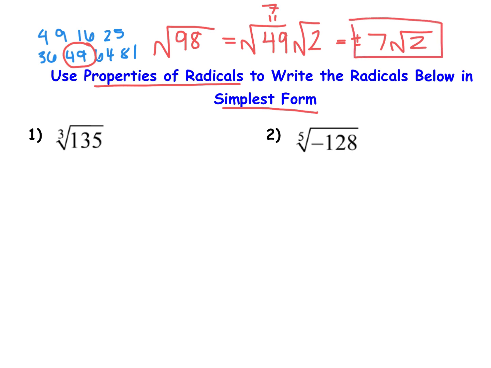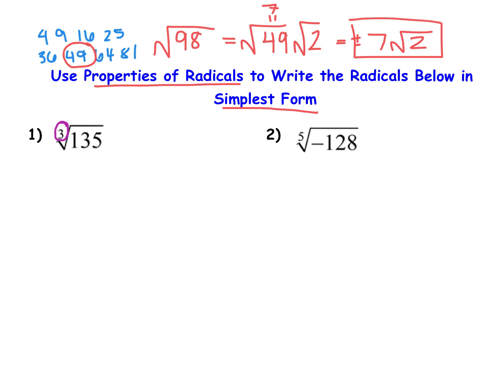We're going to do this same thing, just with all different types of roots, including the third root, the fourth root, the fifth root, and so on. So we're not just looking at square roots anymore. If I look at this first example, I notice that I have the third root of 135. I'm going to go through this same process, but I know that I need to look at numbers to the power of 3 and figure out, is 135 divisible by any powers of 3?